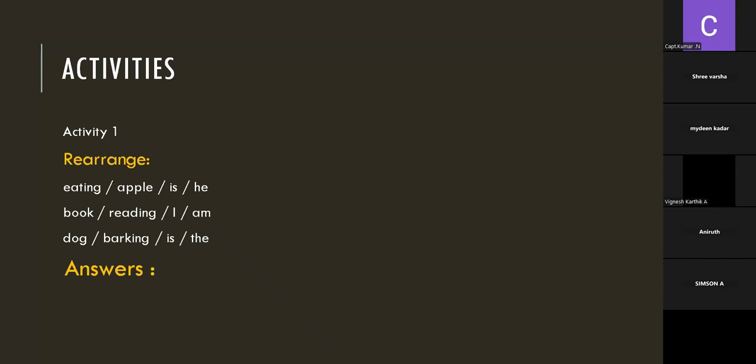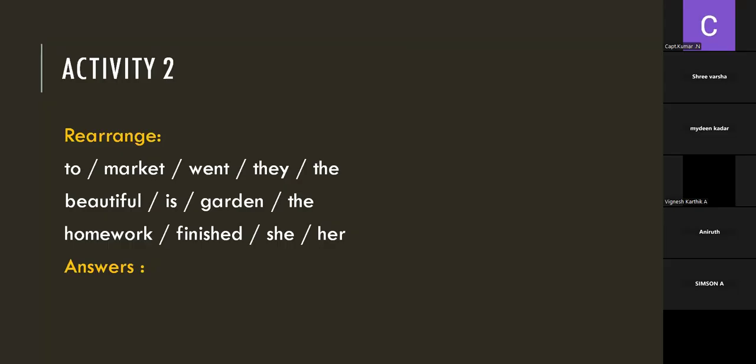We'll move to another activity. Here also I gave you three questions. You guys have to tell the answer to me. First question: to, market, went, they, the. Second question: beautiful, is, garden, the. Third question: homework, finished, she, her. Take some time. You can answer my question.